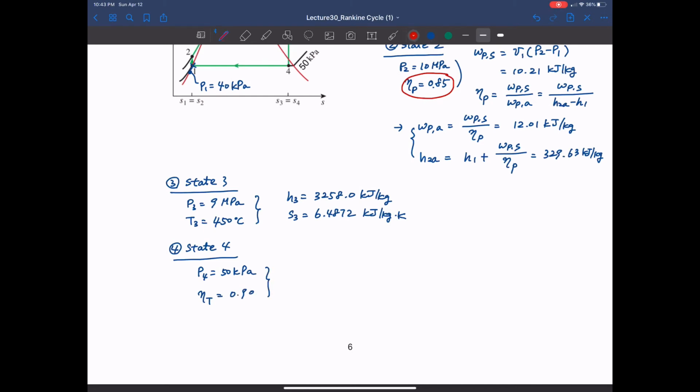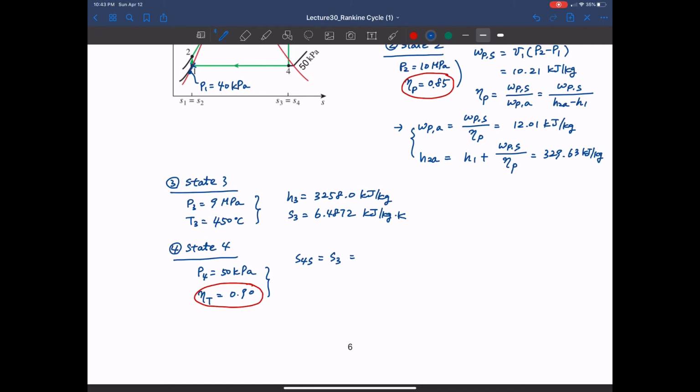Again, we have to use this turbine efficiency, and in order to use that turbine efficiency, we have to first calculate the reversible process first. Now, in the reversible process, the entropy at the exit is the same as at state 3. By comparing the saturated vapor entropy and the value we found from state 3, you can easily find that this S3 is smaller than the saturation vapor entropy at 50 kilopascal.